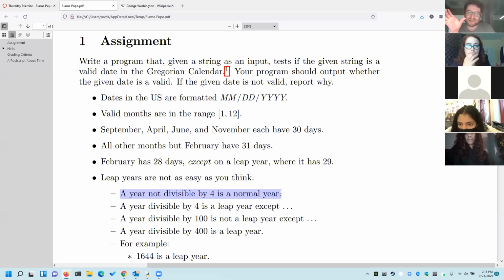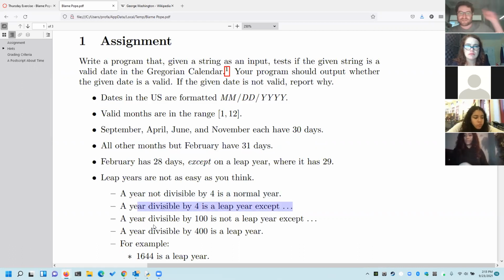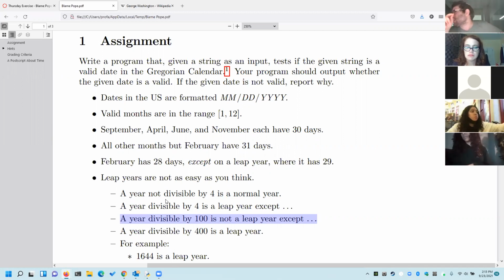So every year divisible by 4 is a leap year, except a year divisible by 100 is not a leap year. Oh yes, this is all if statements all the way down. A year divisible by 4 is a leap year, except that if it's divisible by 100, it is not a leap year. So 1700, as somebody mentioned in chat, is not a leap year. So it's got to be divisible by 4, but not divisible by 100. So 1700 is not a leap year. 1800 is not a leap year. 1900 is not a leap year. And 2100 is not going to be a leap year.